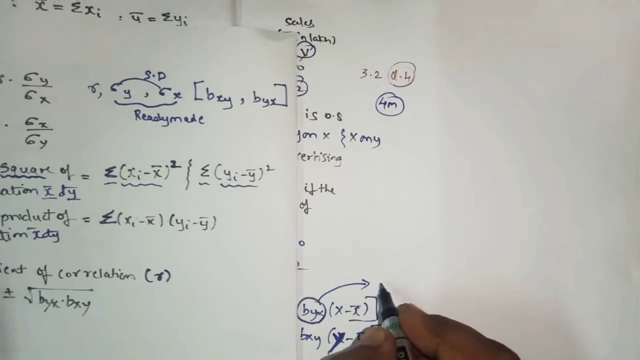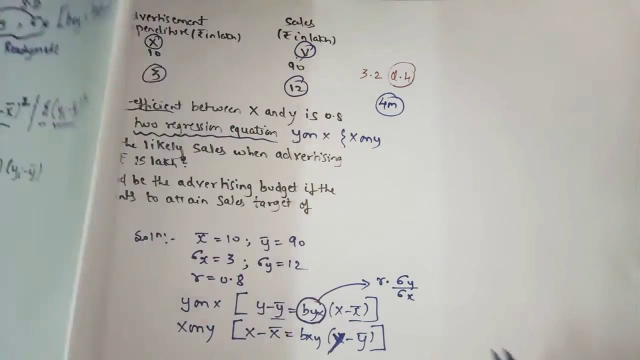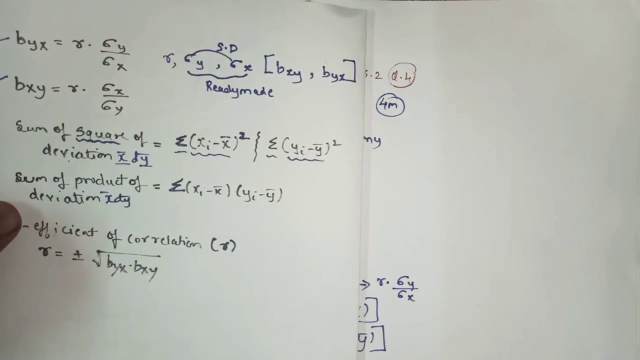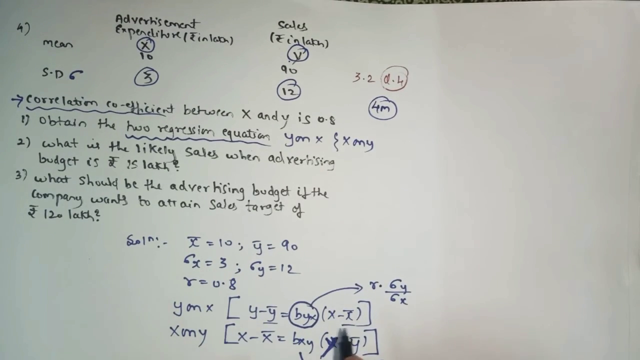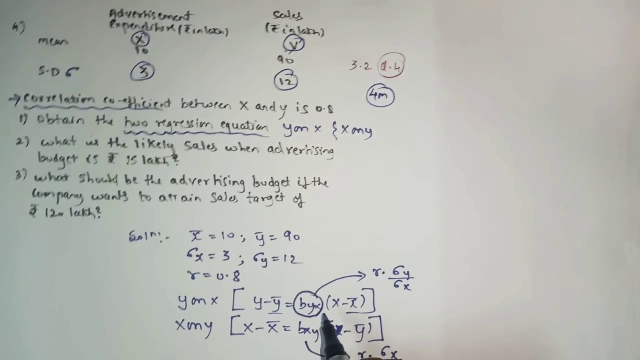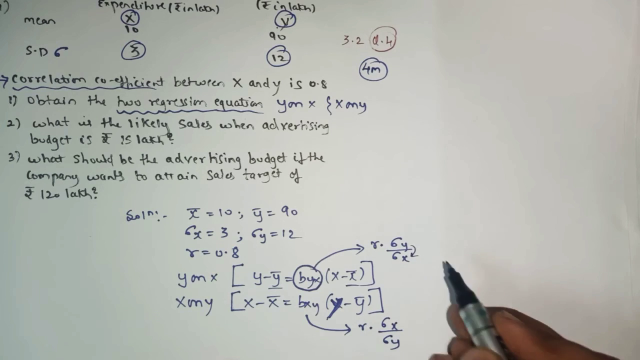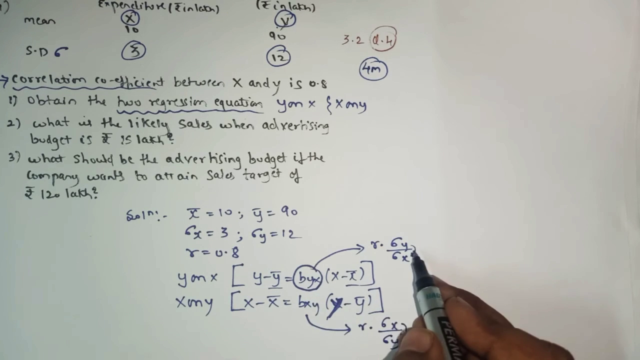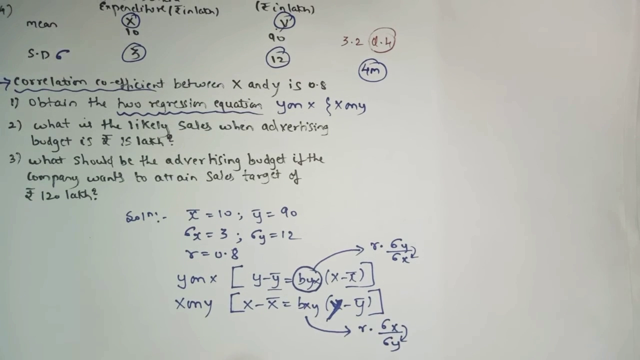Yes or no? So the formula is what? byx is r into standard deviation of y upon standard deviation of x. For bxy it is r into standard deviation of x upon standard deviation of y. It is very simple to remember this formula. yx, so y on x; xy, so x on y. So x will be in the numerator and y will be in the denominator for x on y. For y on x, y will be in the numerator and x will be in the denominator.